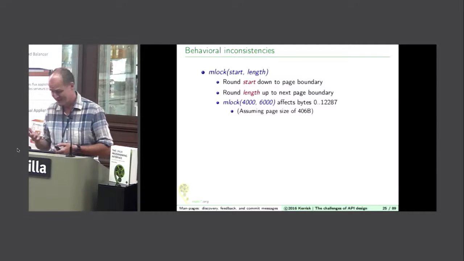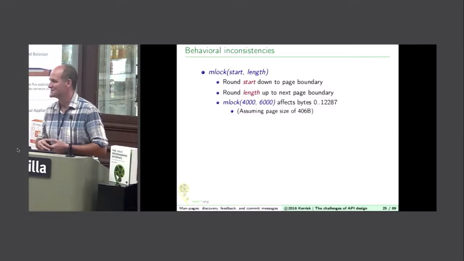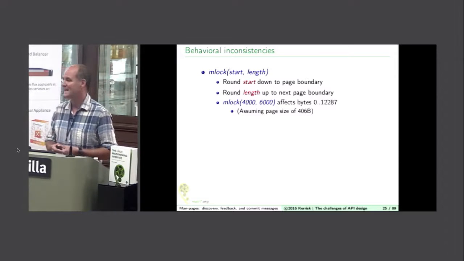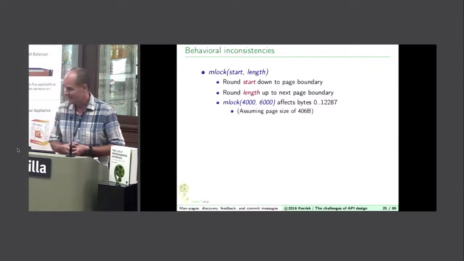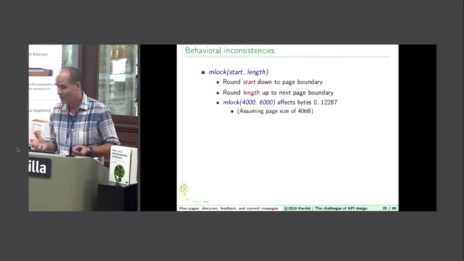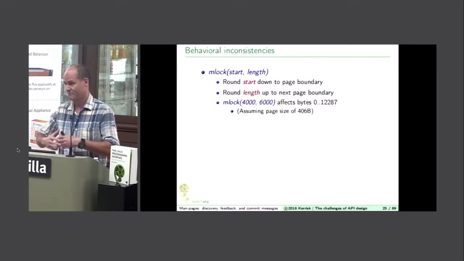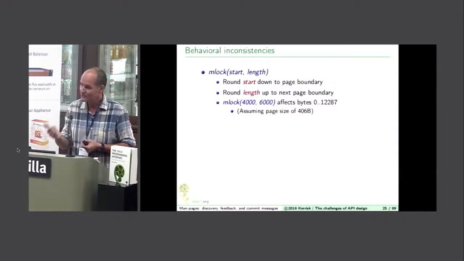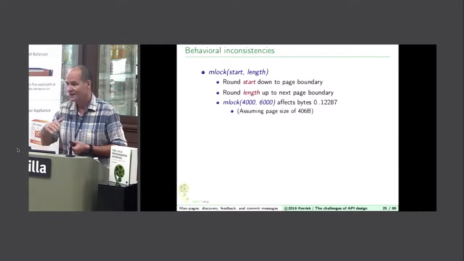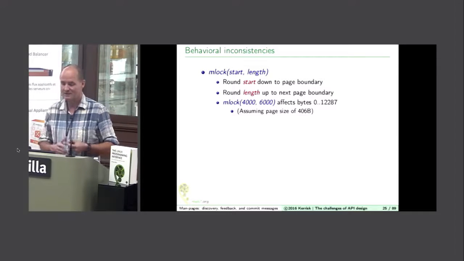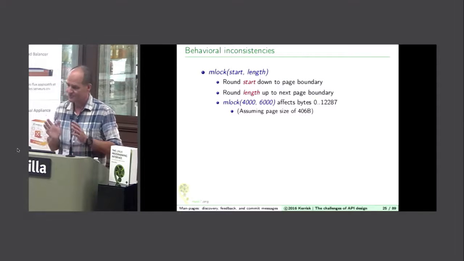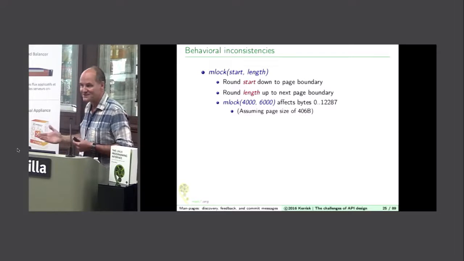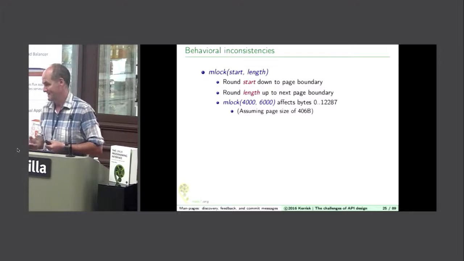Another example, among my greatest hits of failures, is this one. We've got system calls that look the same, but they don't behave the same. There's the classic mlock system call. What this does is create a memory lock. You give it a starting address where you want to place the lock, and a length, saying what range you want to lock. The start is rounded down to a page boundary, and the length is rounded up to the page boundary. So if you do something like mlock 4,000, 6,000, then assuming a 4 kilobyte block size, you would lock bytes 0 through to 12K. Seems reasonable.